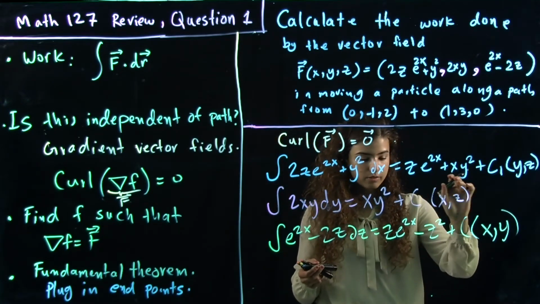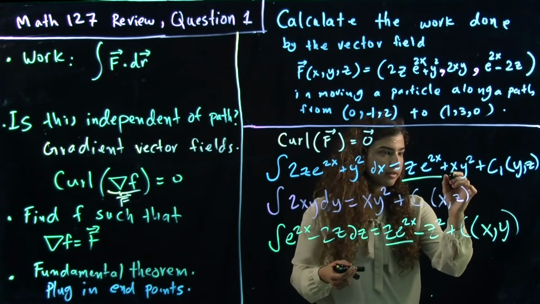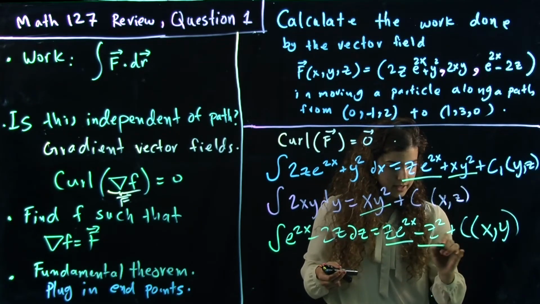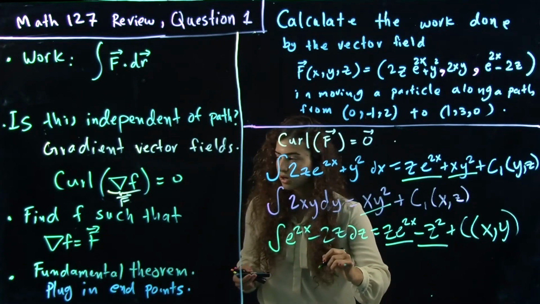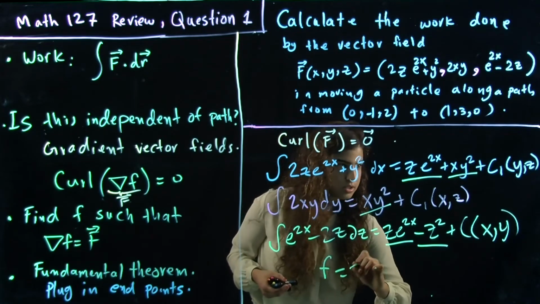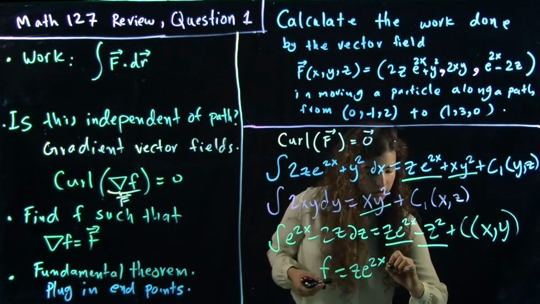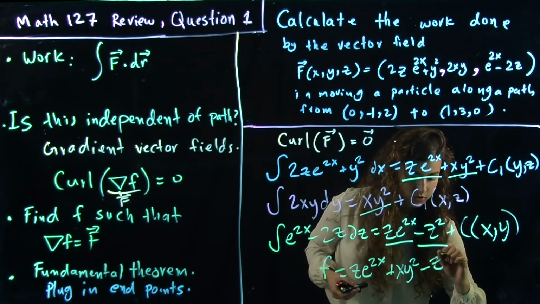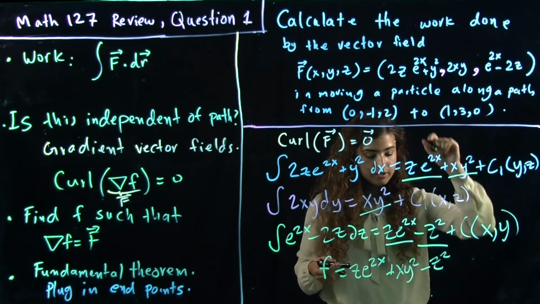All right, so now looking at these three that we have, what we're going to do is figure out where things overlap. So we have z e to the 2x here, and we have our xy squared here and here, and then we have our z, which is minus z squared. So our scalar function f is z e to the 2x plus xy squared minus z squared. And so what we're going to do is plug in these endpoints to figure out the total work done.